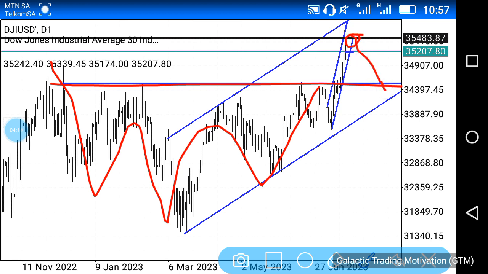And if we do find any, our first take profit should be around this level, and at that level is where we should potentially be looking for those potential buying opportunities. But now that we're on the daily chart, let's see what's happening.